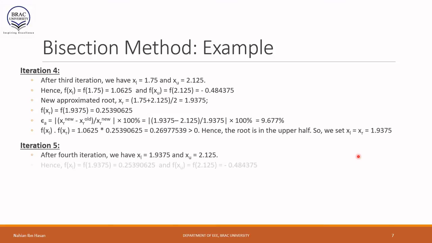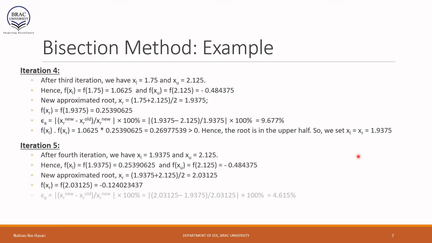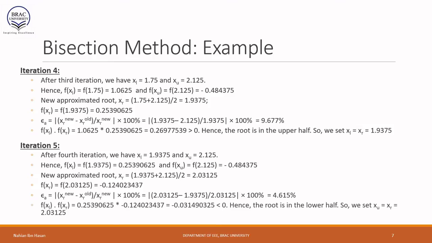So similarly, we calculate our fifth iteration and we get a result. Look at this. The error is even lower than the fourth iteration. In the fourth iteration, it was 9.67%, but in the fifth iteration, it has reduced to 4.615%. So if we recalculate further, this error would decrease further.